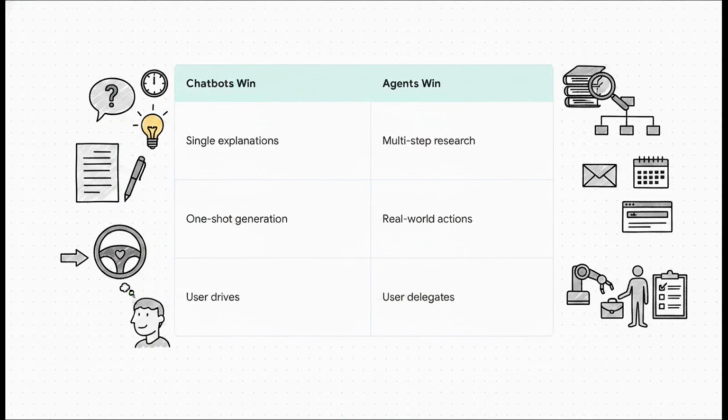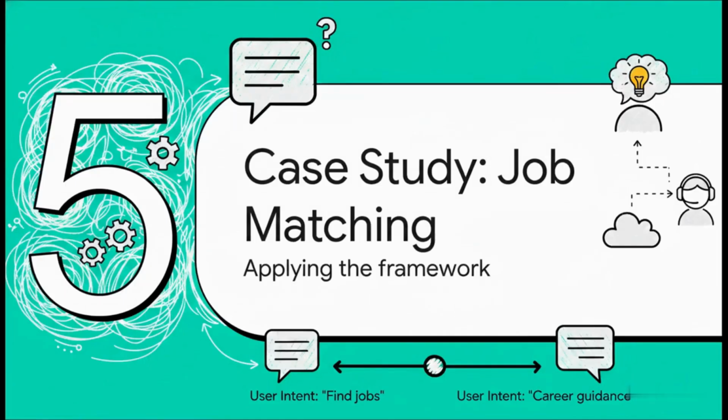Agents win when the task requires multi-step research, where the path the AI takes actually depends on what it discovers along the way. They win when the task requires real-world actions, booking a ticket, sending an email, looking things up live. Ultimately, agents win when the user wants to delegate a task, not just converse about it. Let's apply this framework directly with a quick case study on job matching.